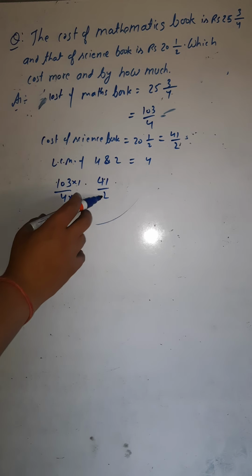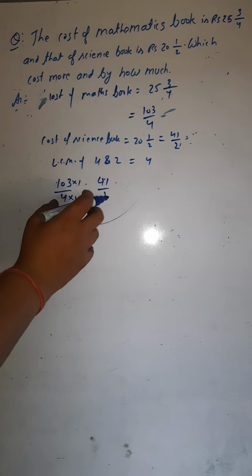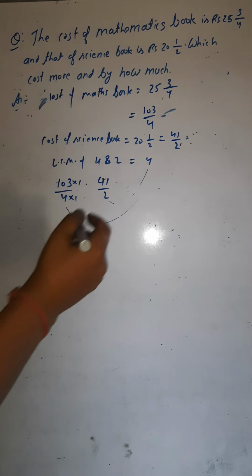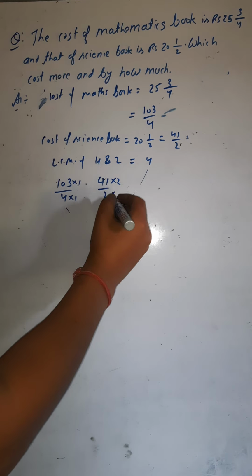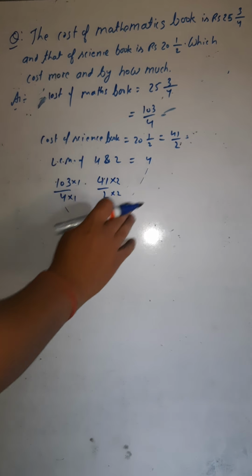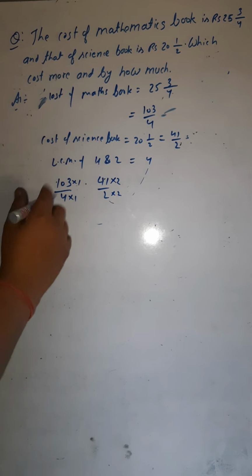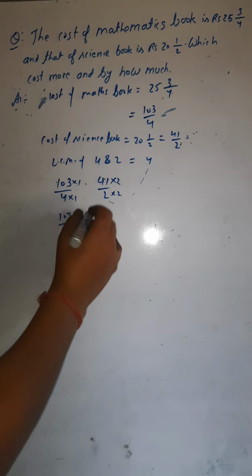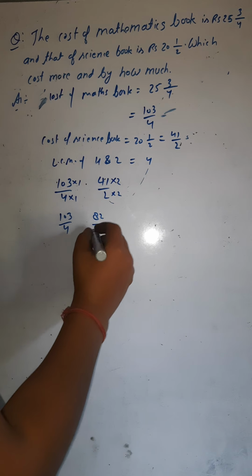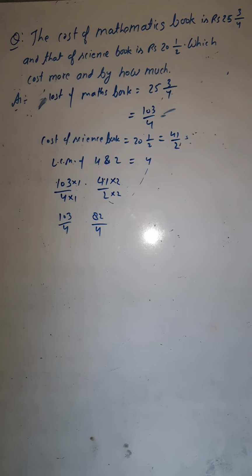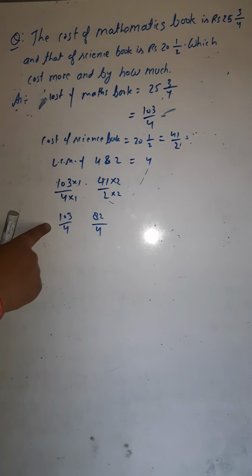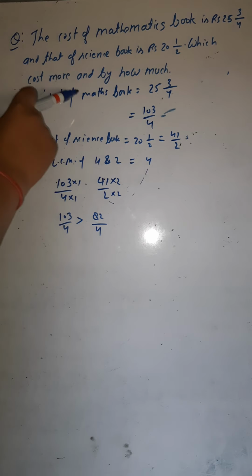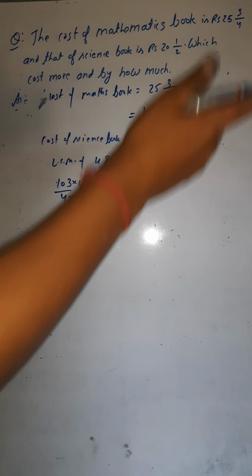Similarly, then you are going to divide this 4 by the second denominator, that is 2. So if you are dividing this by 2, 2 2s are 4, 2 times it goes. So this 2 you are going to multiply upside and downside. If you are multiplying, then you can see 103 1s are 103 by 4 and here 41 2s are 82 by 2 2s are 4. Now can you tell me which one is greater? Yeah, obviously this one is greater. Yes or not? So this one is greater means what? It means the cost of mathematics book is more.